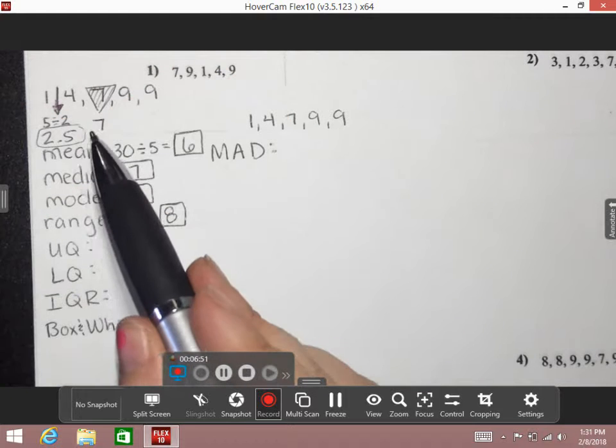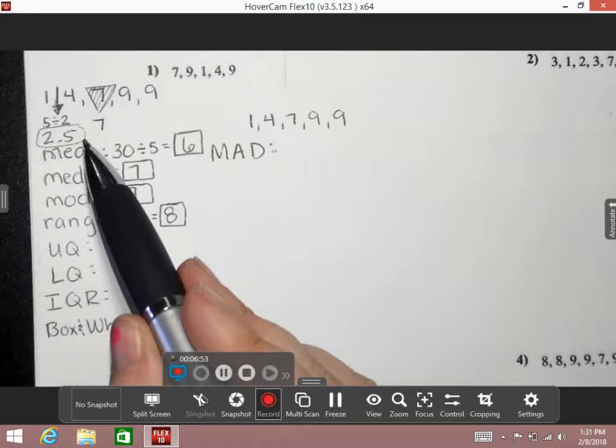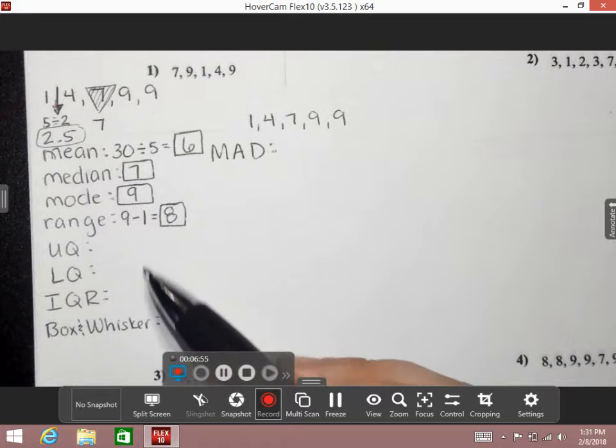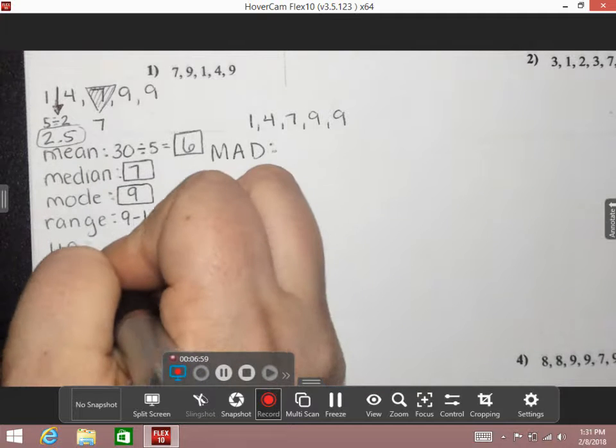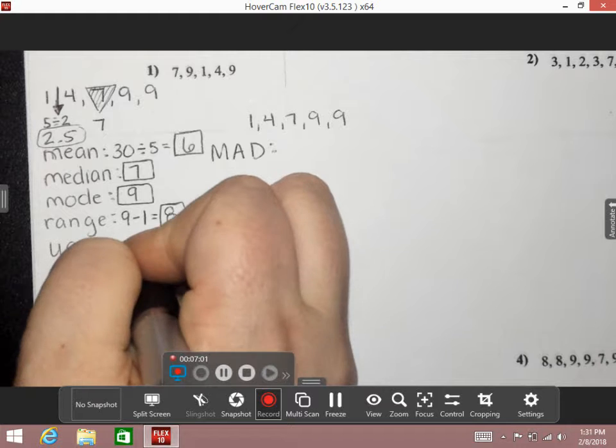2.5. And, y'all, I made a little mistake. Is that my UQ? No, that's my LQ. I'm so goofy. That's the low side. So make sure we put that for the low side.